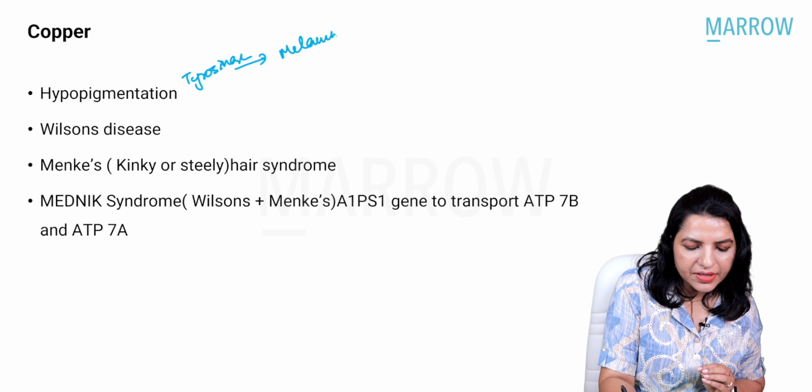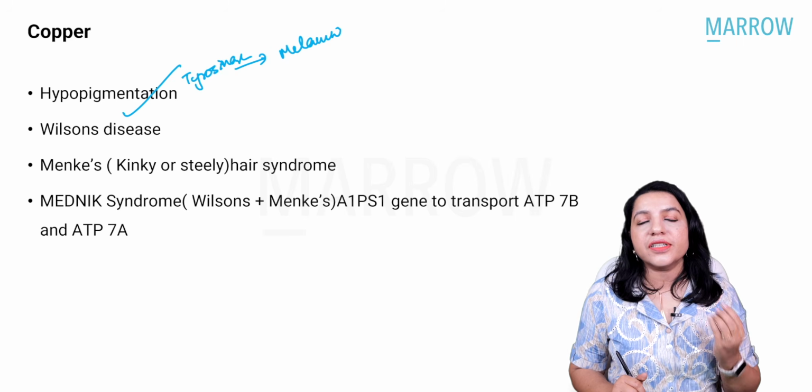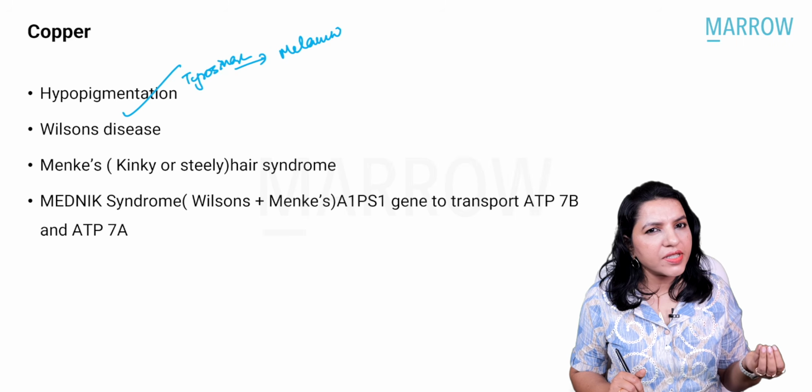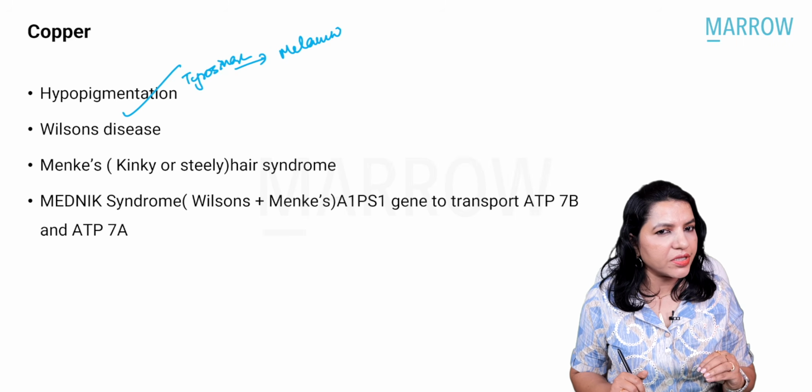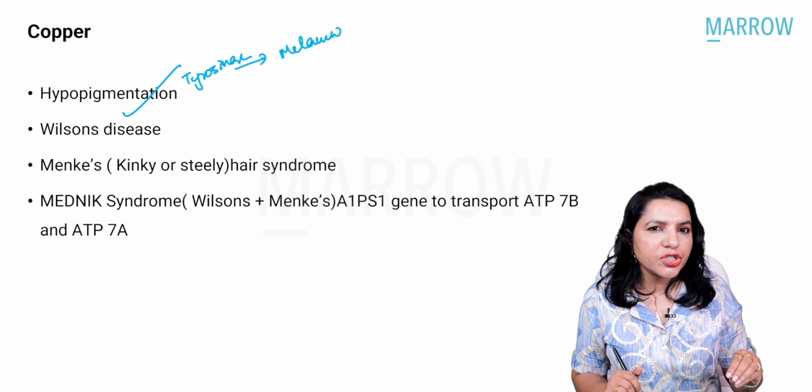Melanin synthesis. So the copper deficiency can cause hypopigmentation. The next is Wilson's disease. And what is Wilson's disease? It is a defect in the copper transport. In which organ? It is in the liver. Because of mutation in which gene?